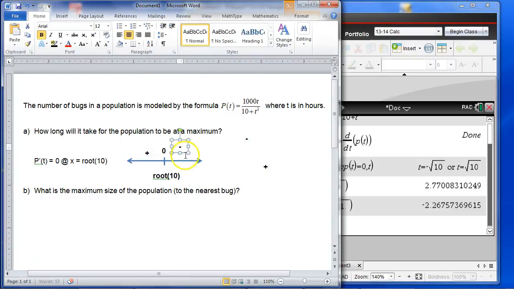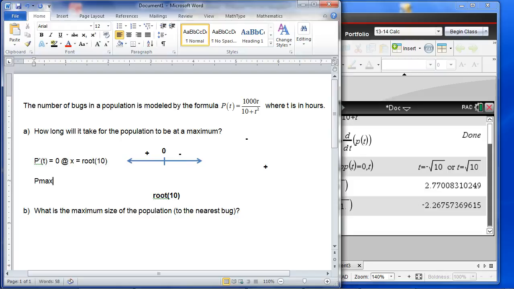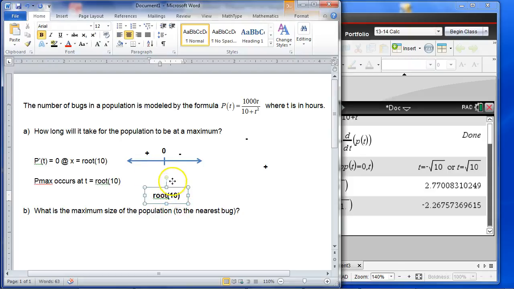So my first derivative function is positive before root 10, it's negative after root 10. That means this is an absolute max because my population function is increasing and then decreasing. So root 10 must be an absolute max for my population function. What that means for us is that we have P max occurs at t equals root 10. Okay, so the max population occurs at t equals root 10.